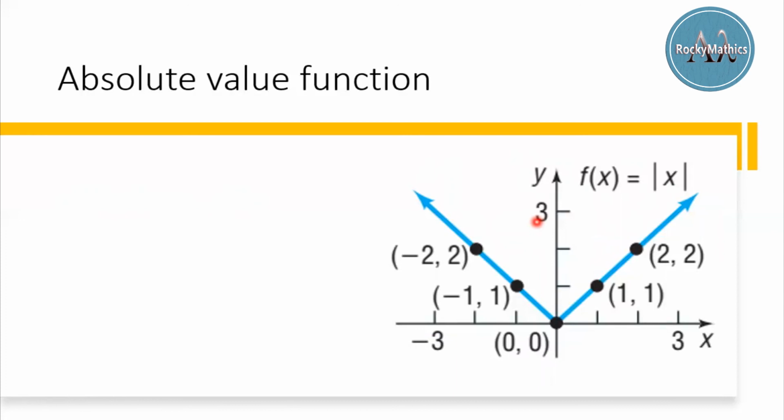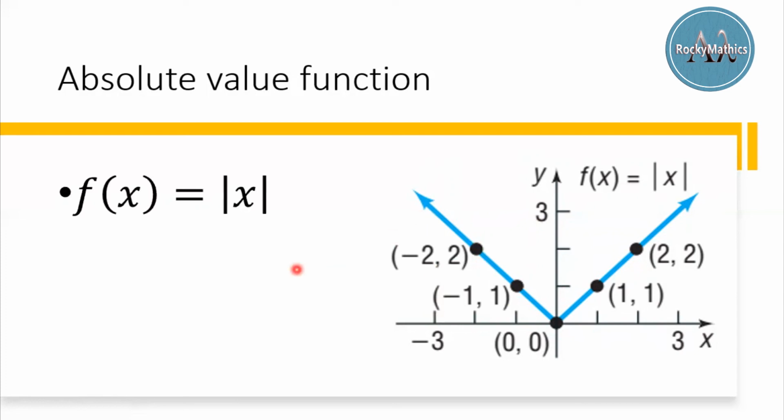Another one is the absolute value function. This is the graph of the absolute value function. This is denoted by f of x equal to the absolute value of x. As you can see, we have 0, 0; x is 1, y is 1; and x is 2, y is 2. If x is negative 1, then y is 1. If x is negative 2, then the y value is 2. If x is negative 3, the y value is 3.